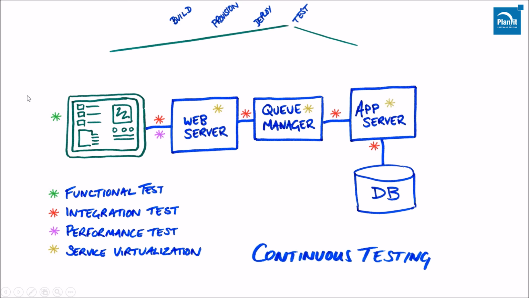Lastly, we have service virtualization, which is not strictly a testing tool, but is very important in a DevOps context. In continuous testing, we need to be testing as early as possible, and often the full environment isn't available. What service virtualization allows us to do is create intelligent stubs that represent missing components of the environment. For instance, the app server may not be available, so we can create a virtual version of it that allows us to continue testing the web server and the queue manager.